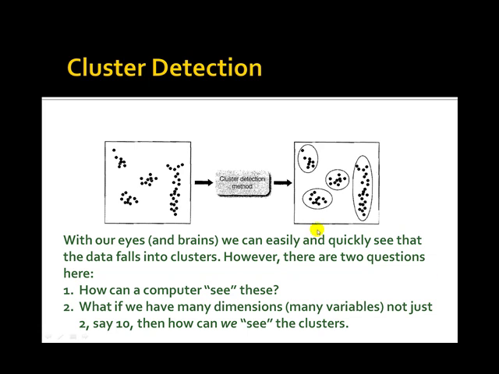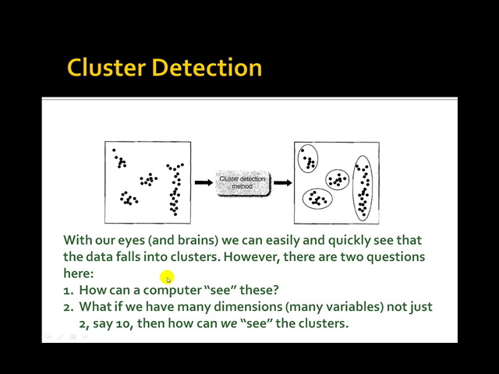Okay, now let's do cluster detection. So you have some data. Maybe it's just two-dimensional data. You have an x variable and a y variable, so you have data in the plane, for example. And we immediately recognize that this data falls into groups, right? So with our eyes and brains, we can easily and quickly see that the data falls into clusters.